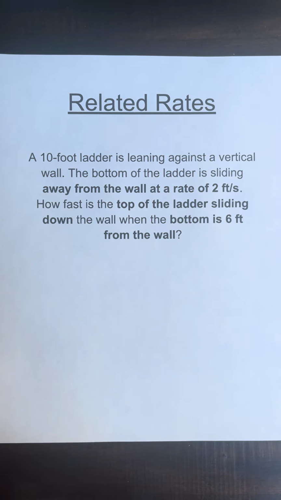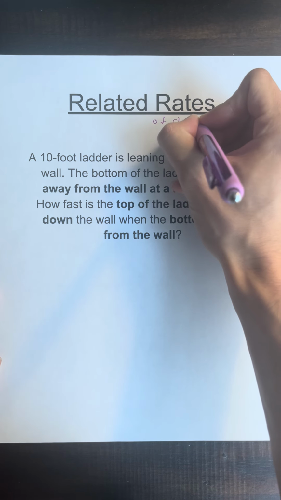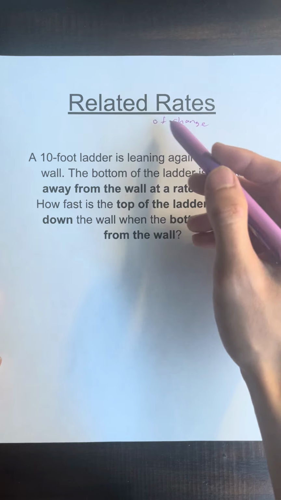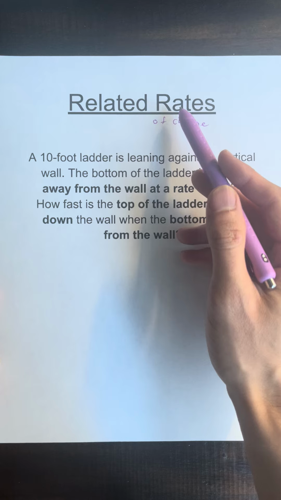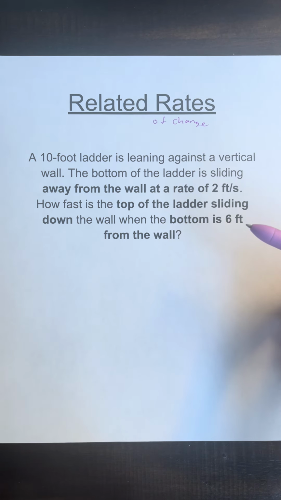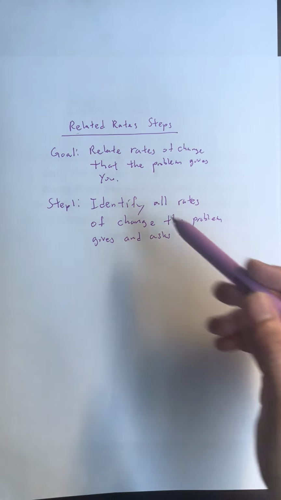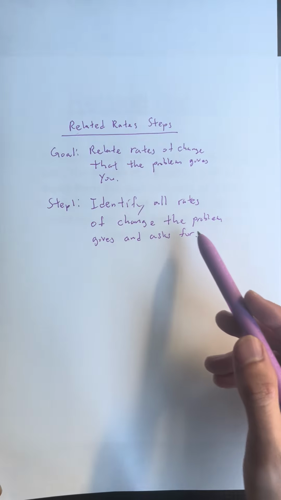The idea behind solving related rates problems is to relate the rates of change that the problem gives you. Now, there are a few steps to this. Before we can relate the rates of change that the problem gives you, you first need to identify the rates of change. So that's step one. Write this down. Step one, identify all rates of change the problem gives and asks for.